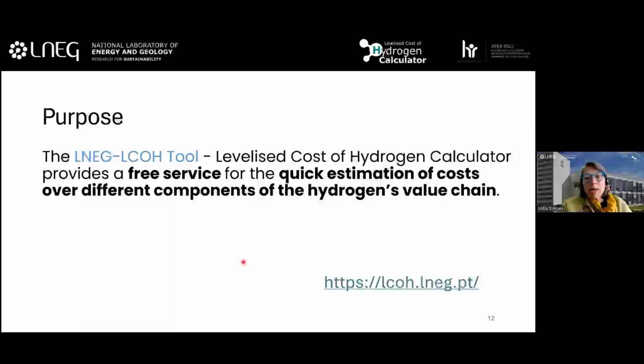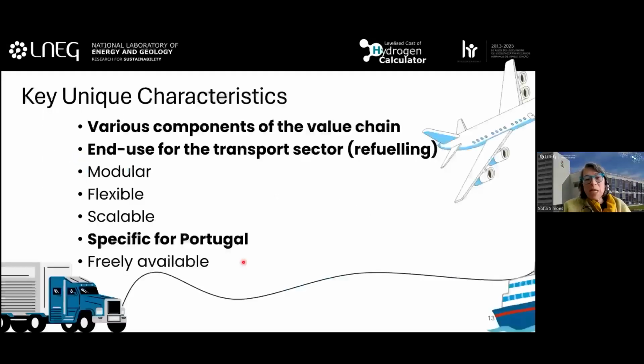So why do we have this online? Well, the idea is to provide all of you a free service that will allow for the quick estimation of costs over the different components of the hydrogen value chain. And I'll explain what this means. So that's the website where you can go and use it.